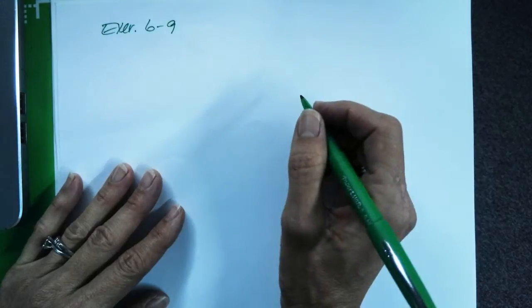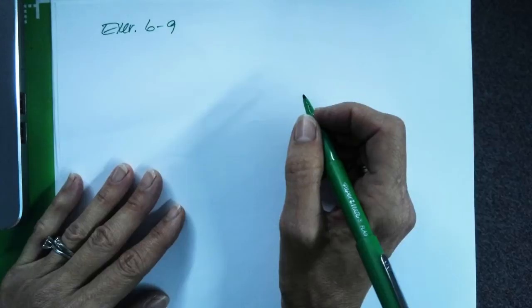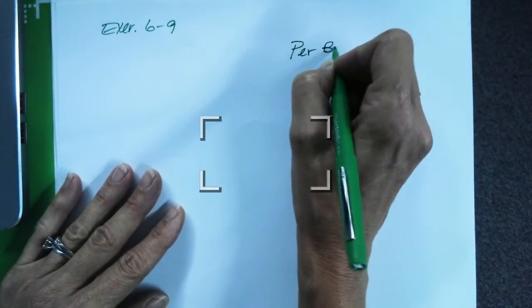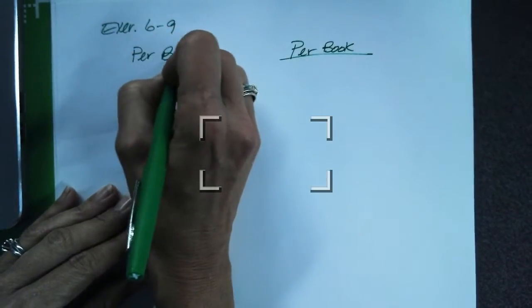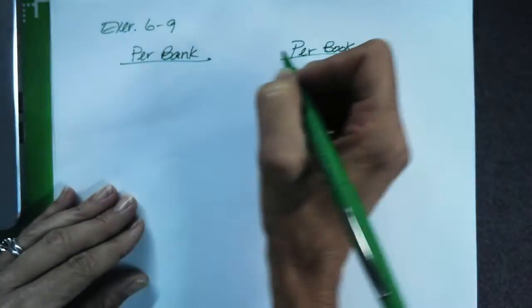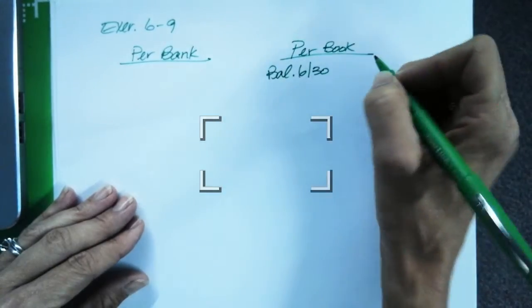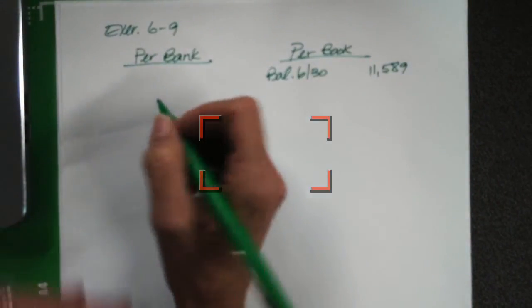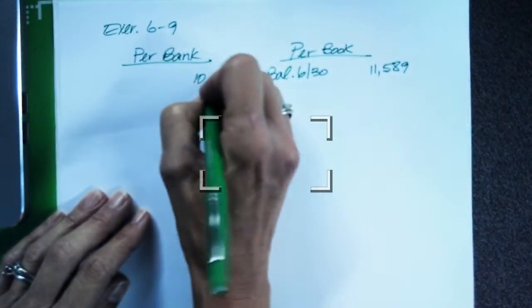Okay, so it says that at the close of business on June 30, the cash account shows $11,589. So that would be per book. Remember, book is our general ledger. Over here, we'll do per bank. So the balance at June 30 on our general ledger is $11,589. And then it says that when the bank statement comes, we have $10,555.